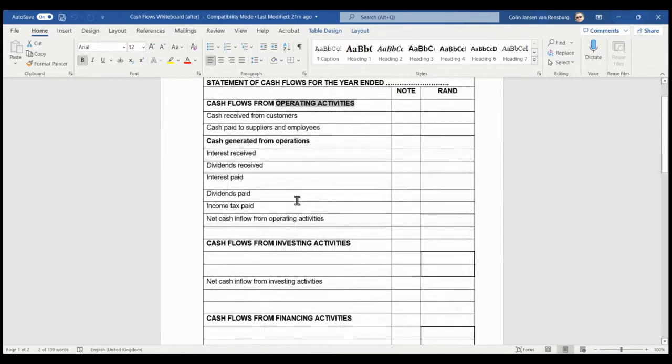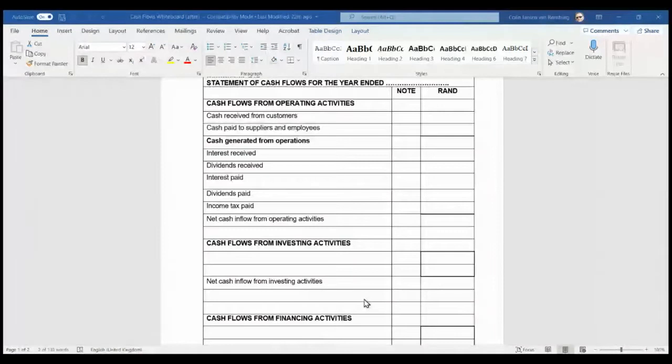Then another kind of activity, ladies and gentlemen, where we can get cash from, but where we also sometimes have to invest cash into, is what we refer to as our investing activities. Right, so that is going to be our next main section. We're going to give it a heading, cash flows from investing activities.